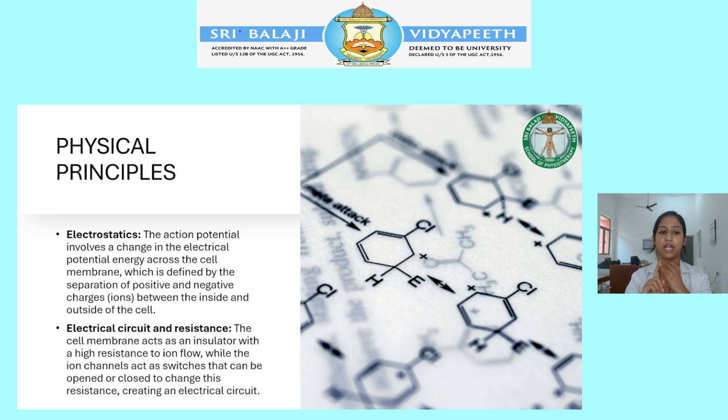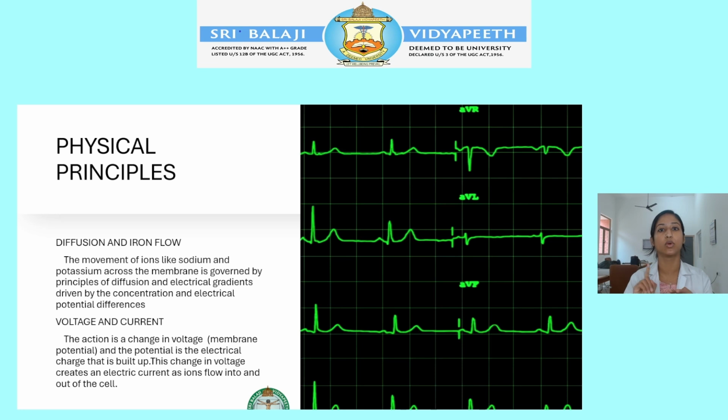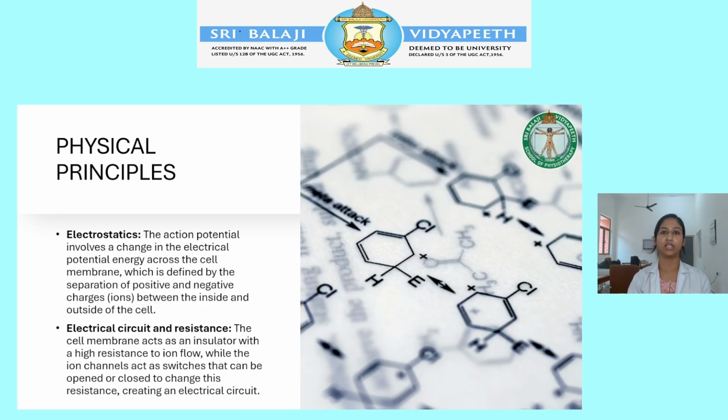The first is electrostatics, then electrical circuit and resistance, diffusion and current law, and voltage and current. First we will discuss electrostatics. Action potential is a change in the potential difference across the cell membrane, particularly in neurons and muscles. Neurons are for nerve impulses and muscles for muscular contraction. It is a phenomenon of ion movement and voltage gated channels, and it relies on the properties of electrostatics, ion movement and current stability. And the last one: if a stimulus reaches a threshold value, the action potential will be fired.